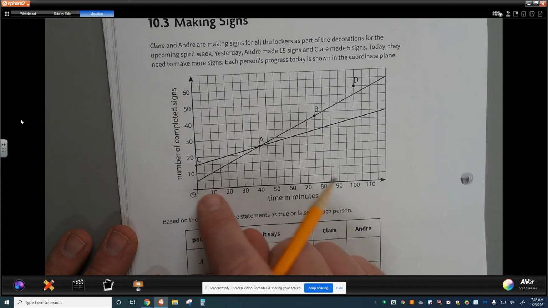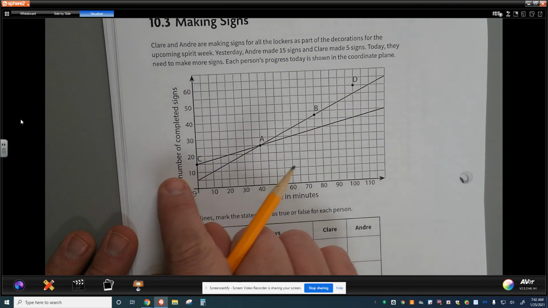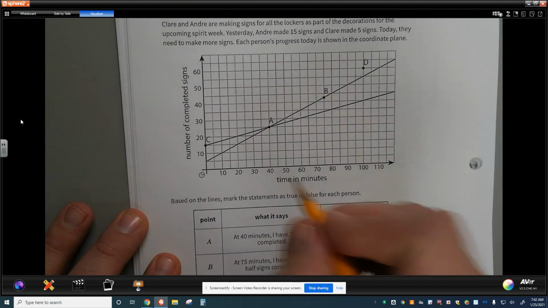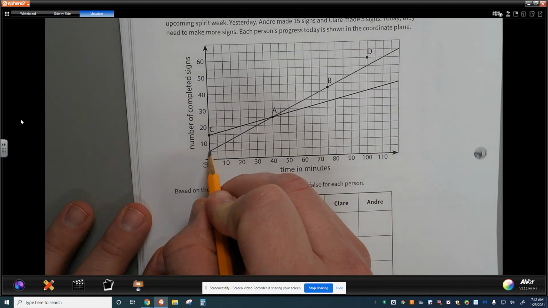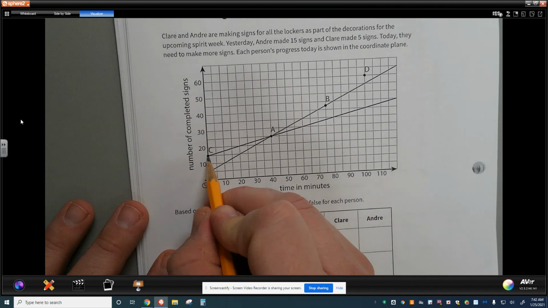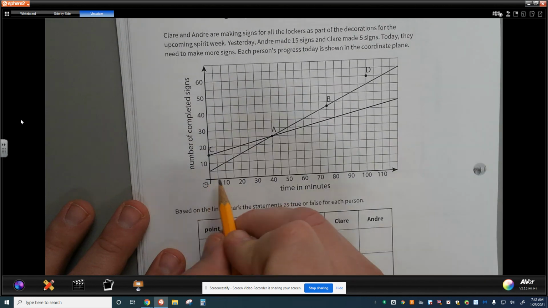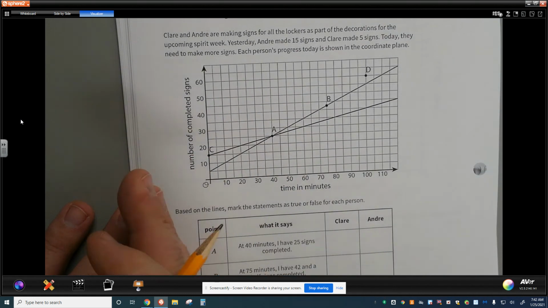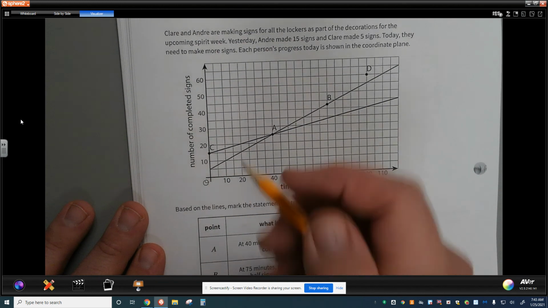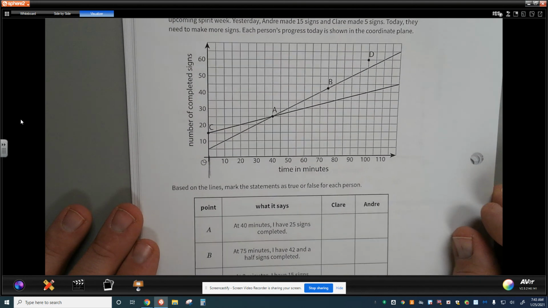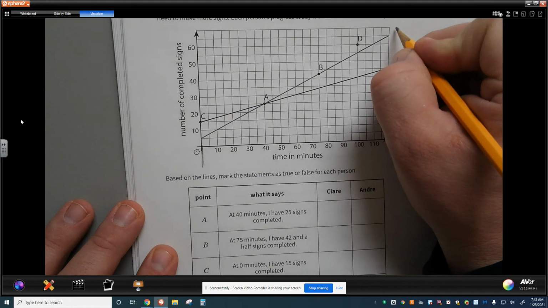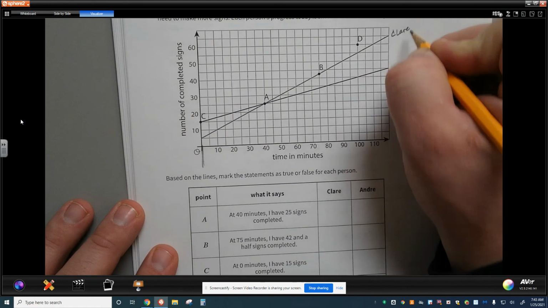So we have one line that represents one person and one line that represents the other person. What we know about this is that this line down here on the bottom must be Claire, because she started with 5 signs. And we know that Andre, he started out with 15 signs. So this is, of course, the next day. This doesn't include the signs, or doesn't talk about the previous day. So this is today, starting right here. And so we need to answer some questions here. I want to go ahead and graph these, or mark these lines. This is Claire, and this is Andre.